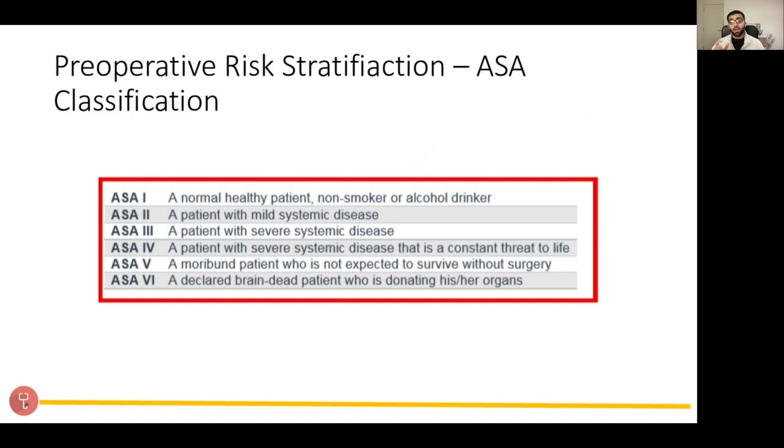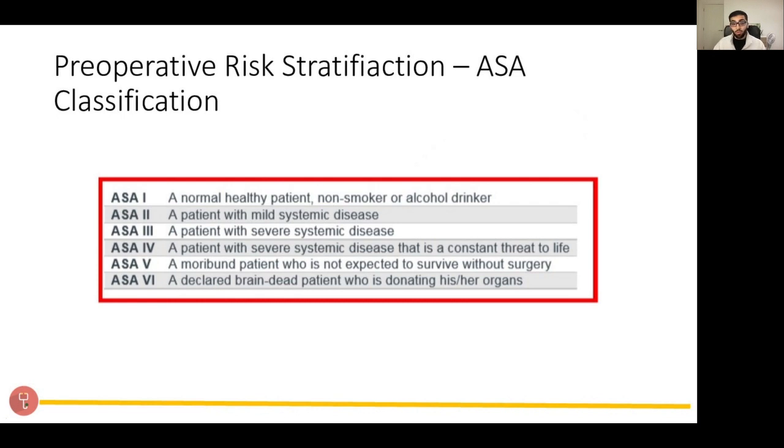Notice that ASA 1 involves non-smokers or non-drinkers. So that would take out a lot of people who are generally quite healthy without any medical conditions, but pop them into an ASA 2. ASA 3 is for your higher risk patients. Those are patients that have significant comorbidities that are causing a large impact on their life. So again, the difference between 3 and 4 is that 4 has a constant threat to life, whereas 3 is just a significant comorbidity that's not an imminent threat to the patient's survival.